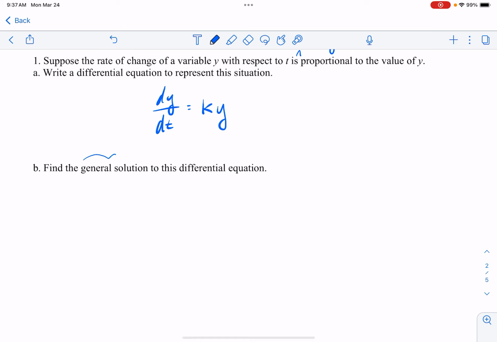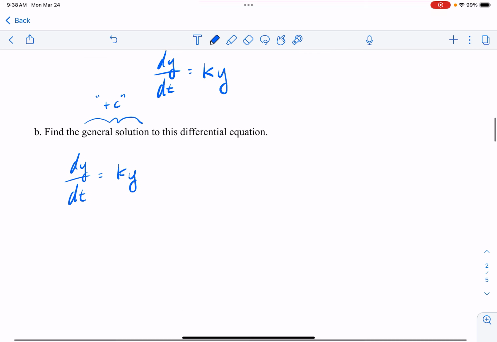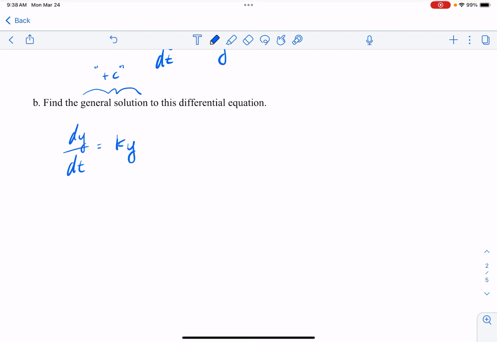Now, just a reminder, general solution means you're going to take your integral and have your plus c in the answer. So in this case, we have dy/dt equals ky. And the way that we solve a differential equation, we may have talked about this a little bit on Monday. I'm not sure because I'm recording this before class, but that might be the case. But regardless, the way that we solve this, I'll pretend like you haven't heard this yet. We get all y's and dy's on one side and everything else on the other.